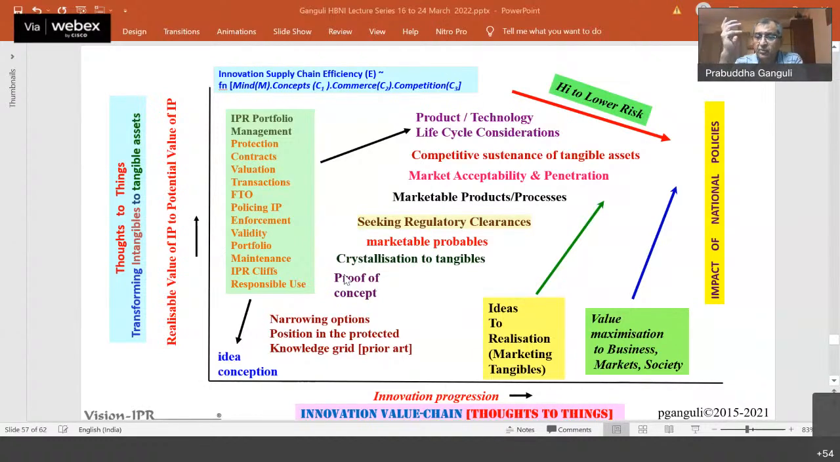And then from there, when I filter it down, do a lot more work and come to more definitive things, I call them crystallization to tangibles. They're more tangible, so the value goes up.